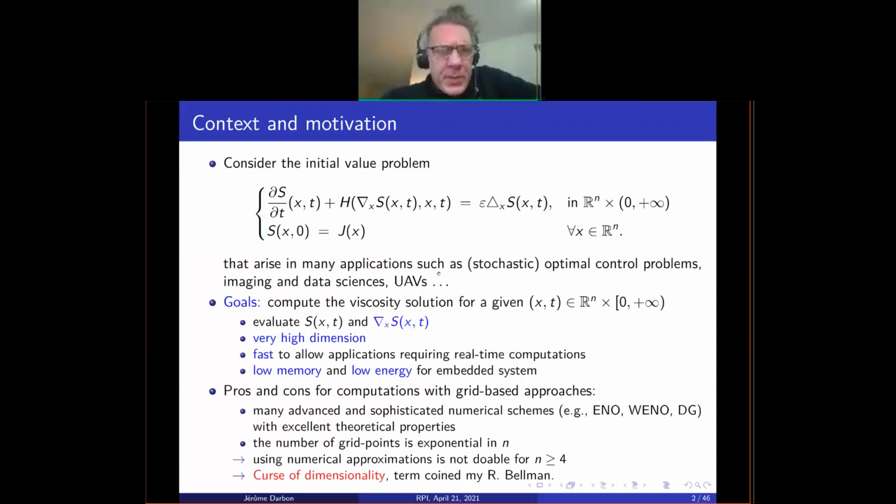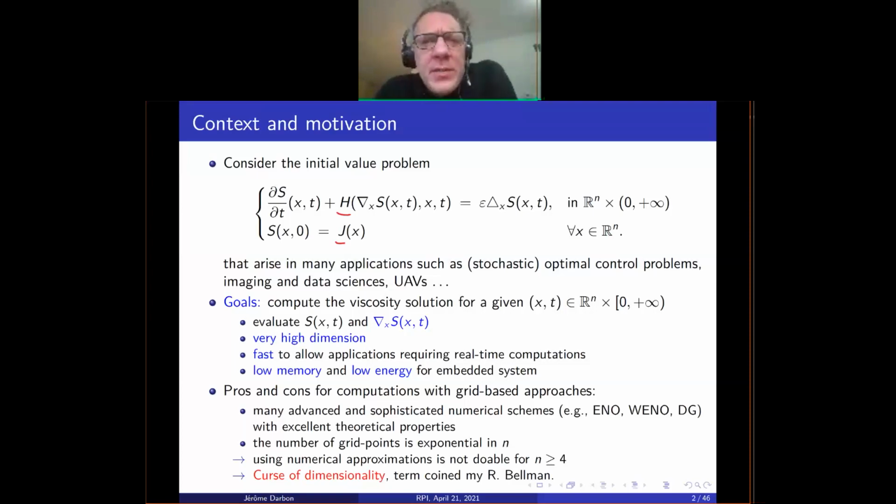So let me give you the canonical problem that we have when we solve those PDEs. You are given a PDE of the following form, where S is a function from R^n cross R into R, H is a Hamiltonian, and J is an initial data, and we want to solve the PDE for any x and t. That PDE arises in many applications, such as optimal control, imaging sciences or data sciences, or when you want to control unmanned aerial vehicles or cars and so on.